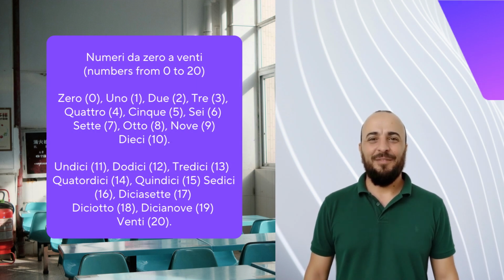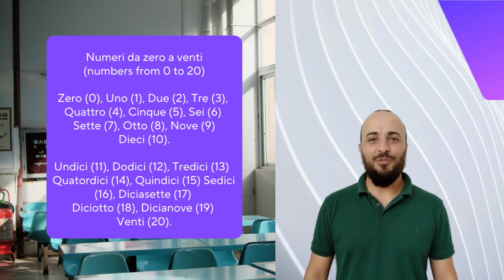I numeri in italiano. Contiamo insieme. 0, 1, 2, 3, 4, 5, 6, 7, 8, 9, 10, 11, 12, 13, 14, 15, 16, 17, 18, 19, 20. Numbers are used mainly to say phone numbers, understand addresses, follow classroom instructions, practice spelling and pronunciation.